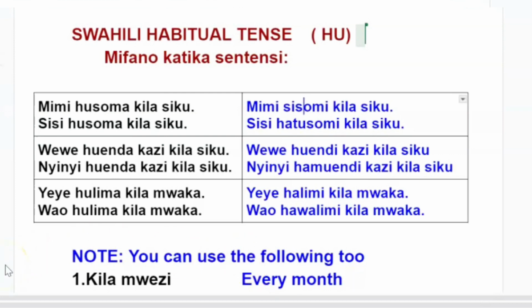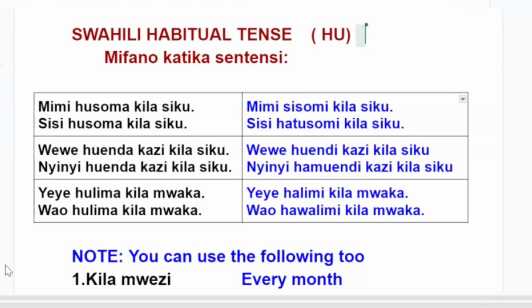The next sentence. Yeye hulima kila mwaka. He or she cultivates the farm or the land every year. Kila mwaka. Wao hulima kila mwaka. They cultivate every year.